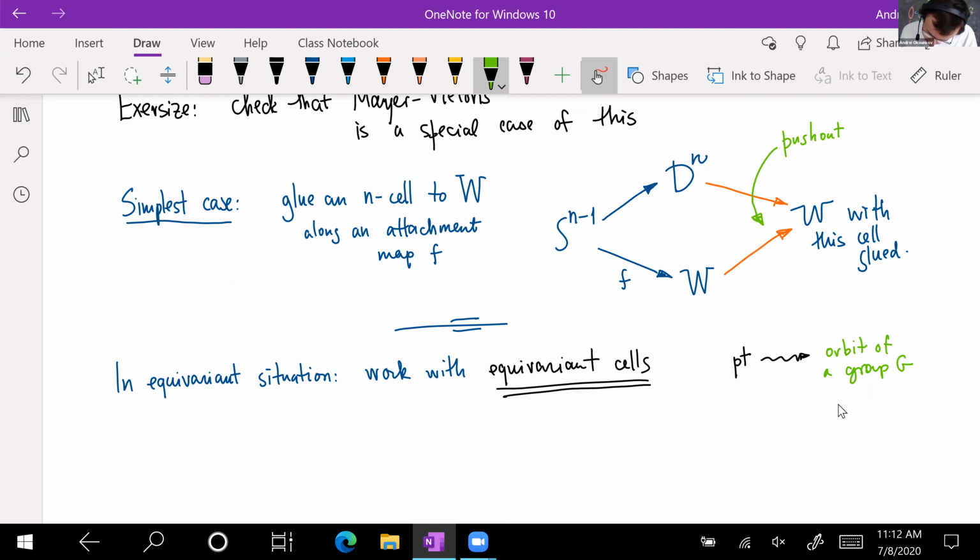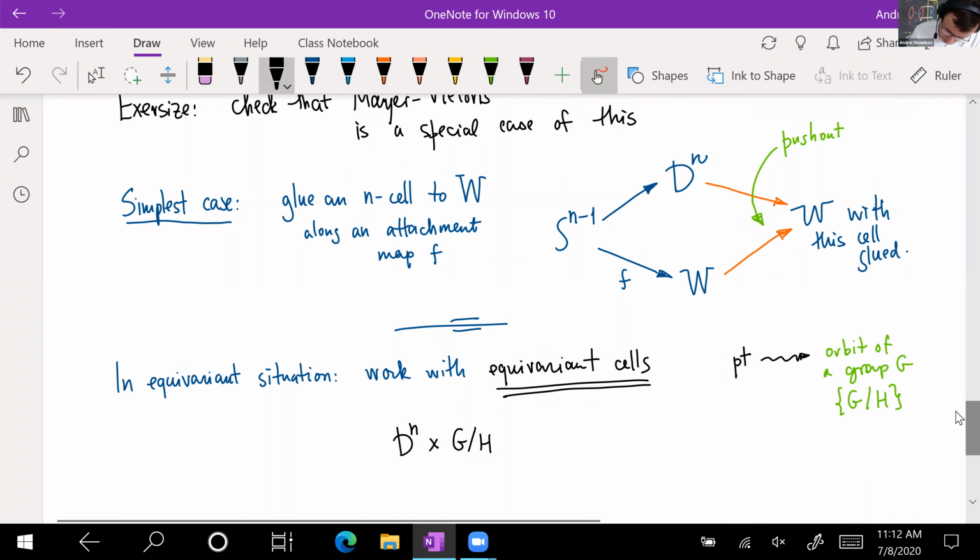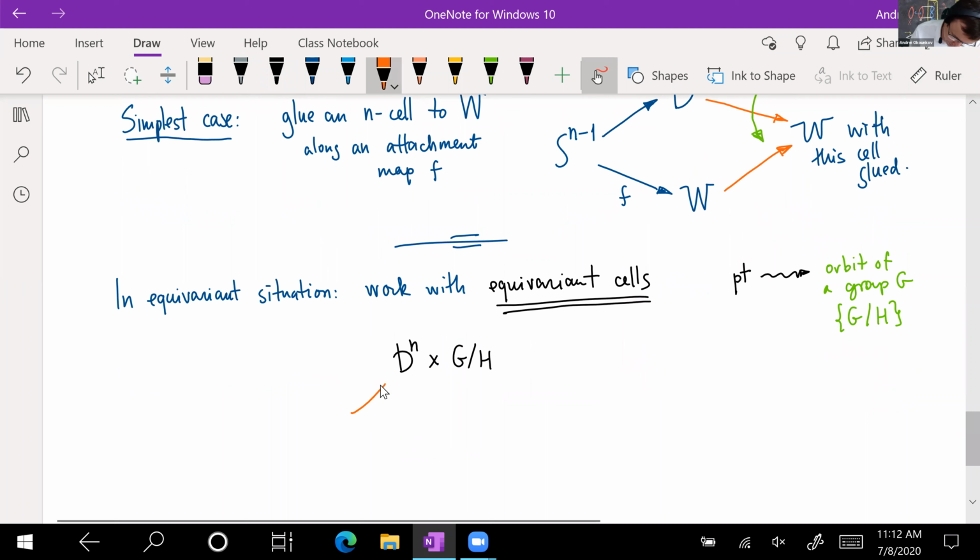And so there are many of them: take any subgroup H, and G mod H is an orbit. Then the equivariant cells have the form D^n cross some orbit, where the group acts trivially on the disk and acts as a deck on the orbit. And then the attachment maps are equivariant maps.